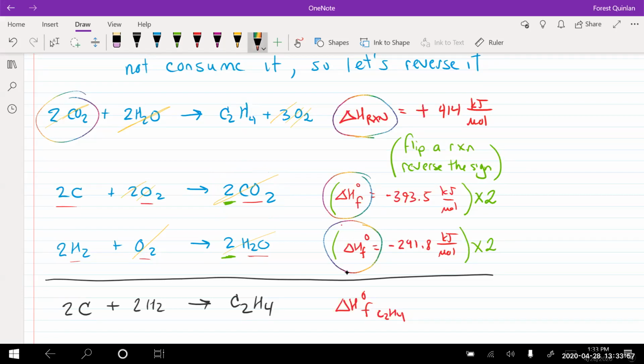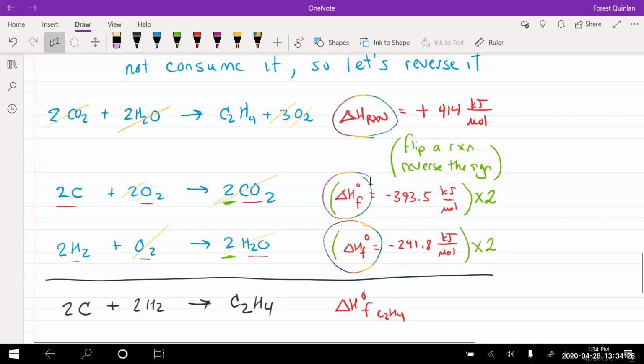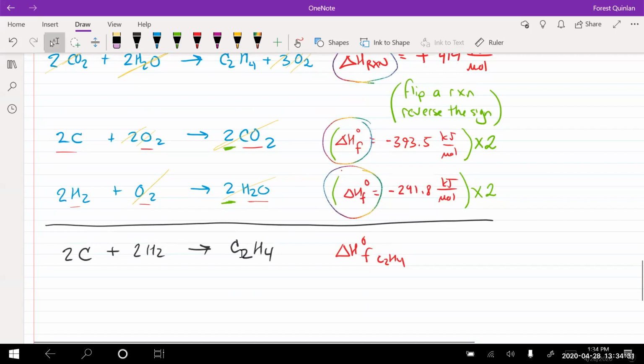Now, all that means is in a normal situation where the delta H naught of formation is negative 393.5 kilojoules per every 1 mole, because we have 2 of them, we'll just multiply the whole thing by 2. Twice as much stuff, you get twice as much energy. And the same thing with the water. We wanted the 2 waters here to cancel the 2 waters there. So we're just going to multiply its heat of formation by 2 as well. By summing all 3 of these equations, we end up with that 4th equation that we wanted.